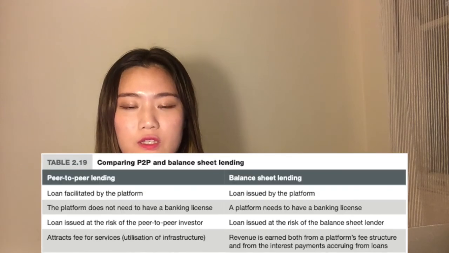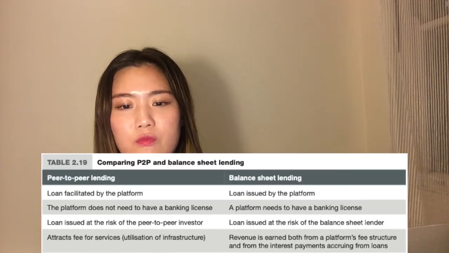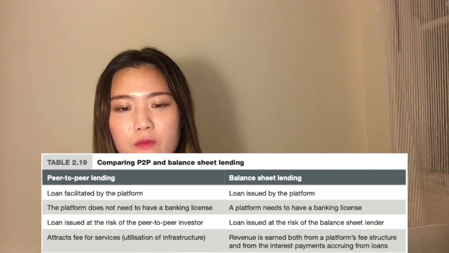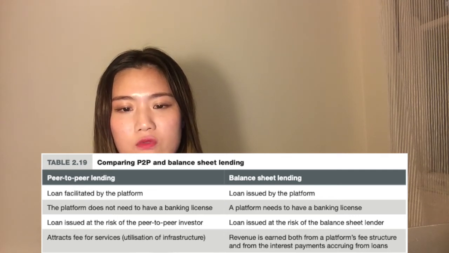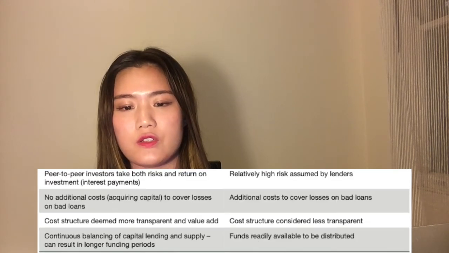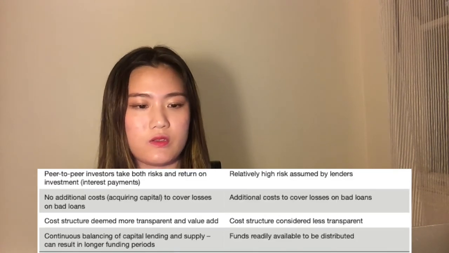Whereas for balance sheet lending, the loan is issued by the platform. A platform needs to have a banking license, and the loan is issued at the risk of the balance sheet lender. And the cost structure is considered less transparent.